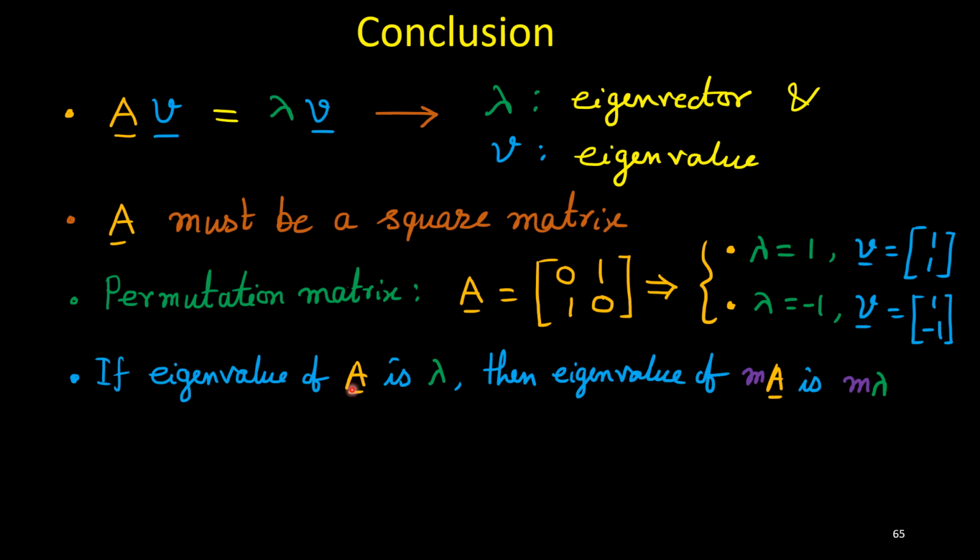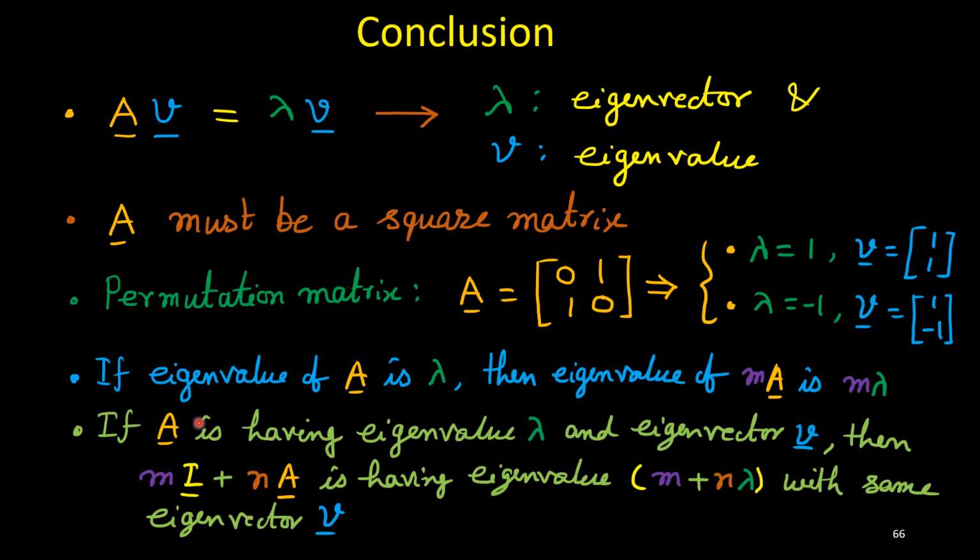Then we have seen that if one eigenvalue of matrix A is lambda, then for m times capital A, its corresponding eigenvalue will be m times that lambda. So you should multiply with the same factor small m. So now if A is one matrix with eigenvalue lambda and eigenvector small v, then m times identity plus n times A will have the same eigenvector v and corresponding eigenvalues m plus n into lambda. That is important. This m plus n into lambda, you need to combine, and we'll get the new eigenvalue. So it's very quick. I hope you can quickly find the eigenvalues of permutation matrix. So this is for 2 by 2 matrix. If it is 3 by 3, 4 by 4, that will be discussed in other lectures, not in this lecture.